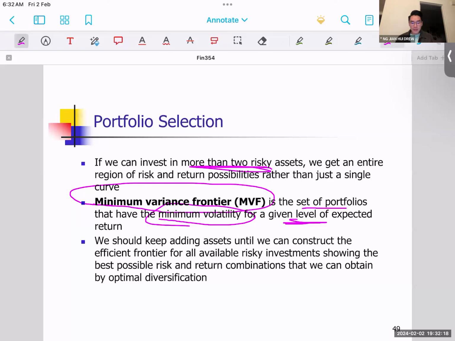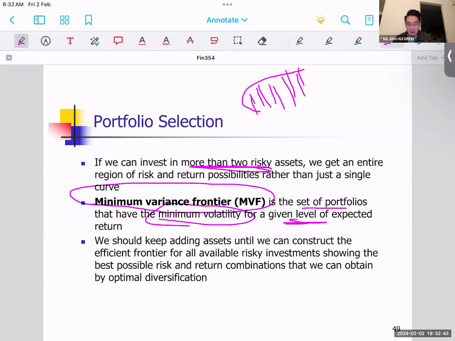So what does this mean? It means that previously we were only talking about two stocks, right? And when we talk about two stocks, it was just a line like that, just like a parabolic line. Now, when we have more and more stocks, it's no longer a line. What happens is that we get an area. And what is the minimum variance frontier?